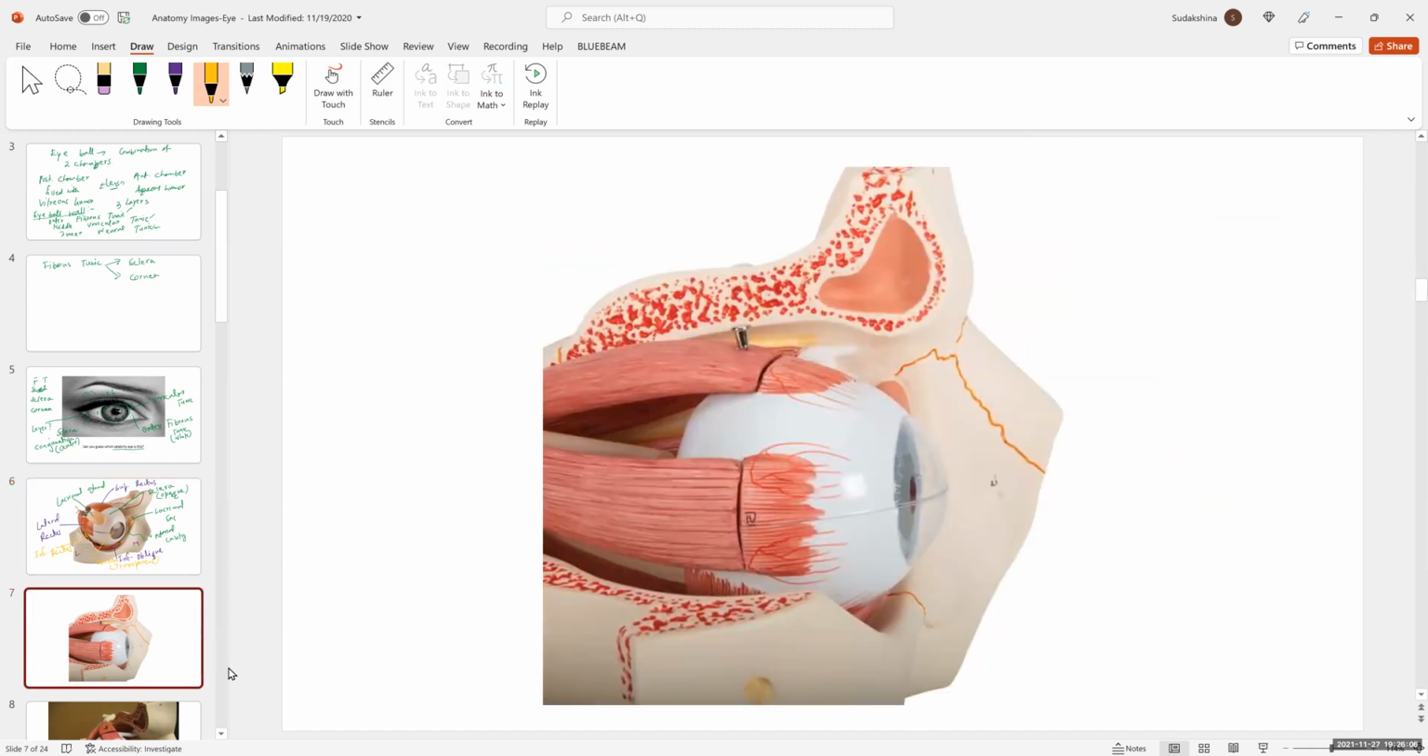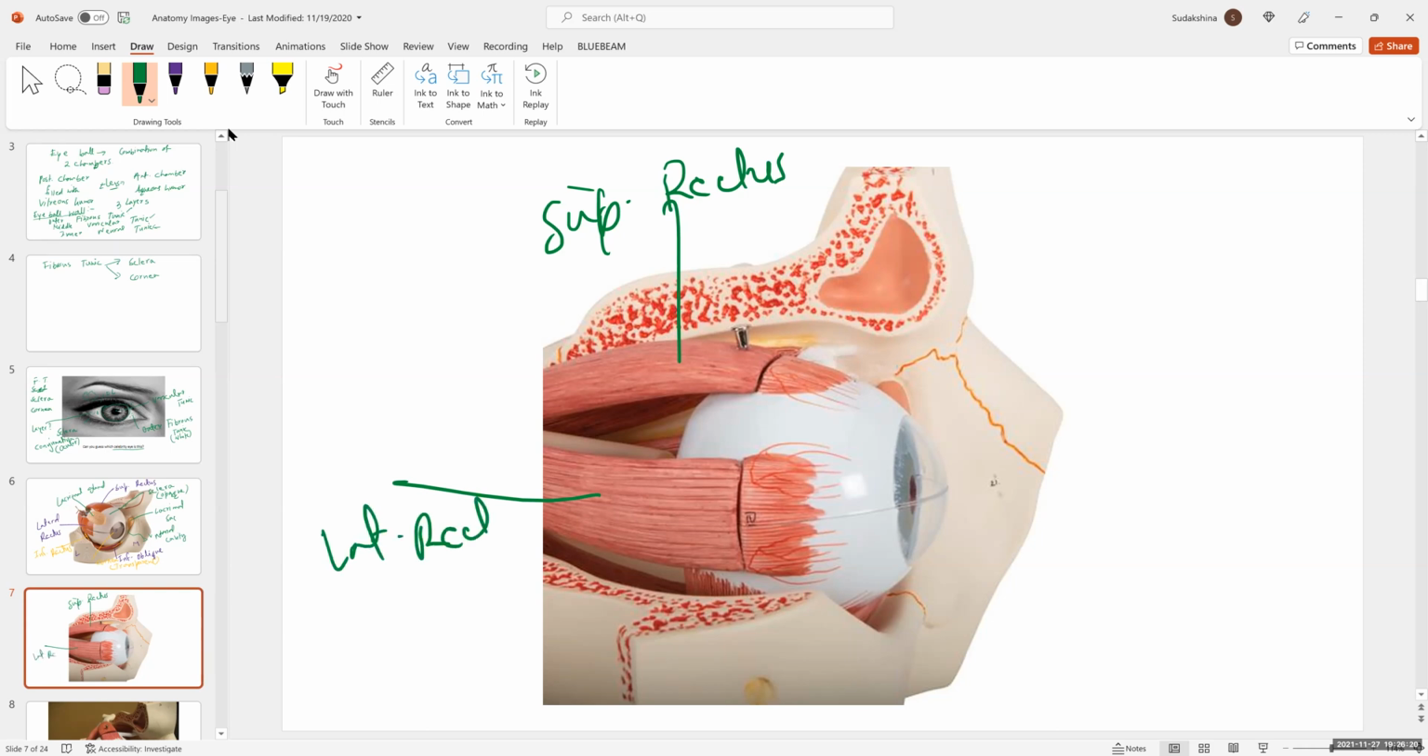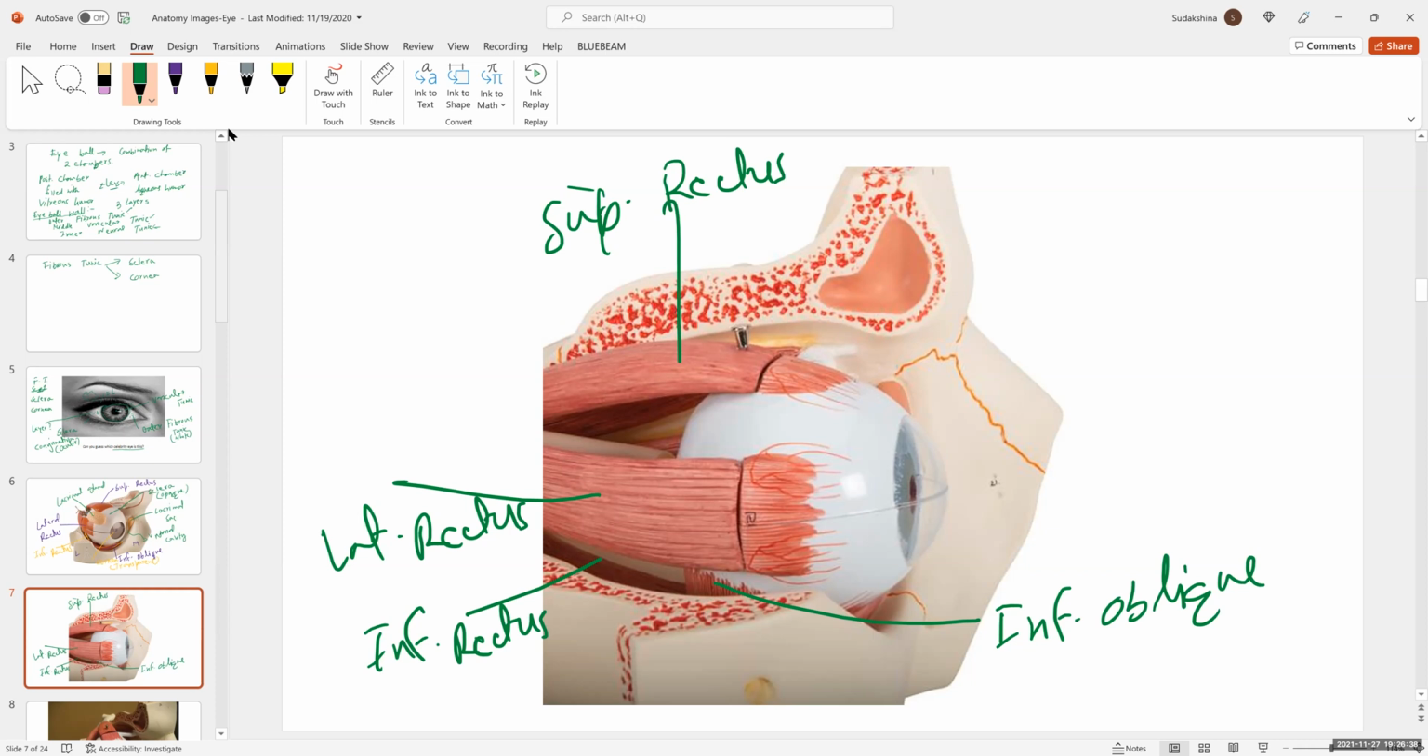Moving on to the next image here. Again, what are the things that we can see? Superior rectus, lateral rectus, inferior rectus, and notice this is the insertion. This is the inferior oblique, starting here at the maxillary bone, attaching to the lateral surface of the eyeball.